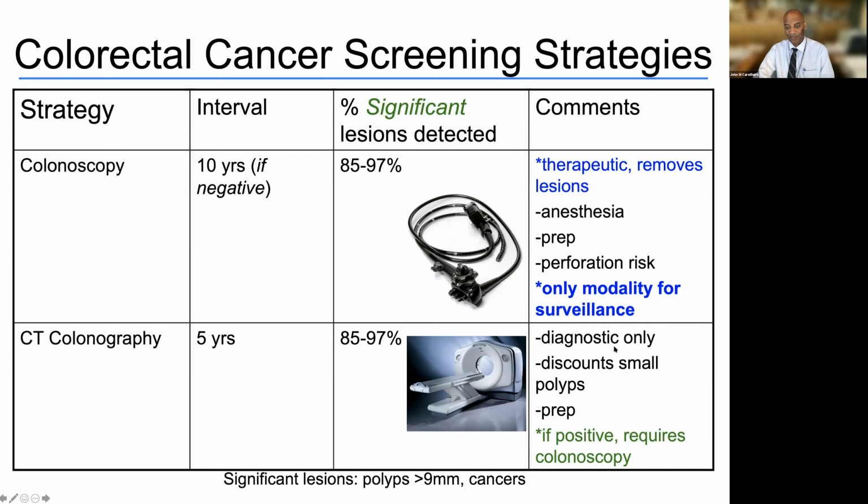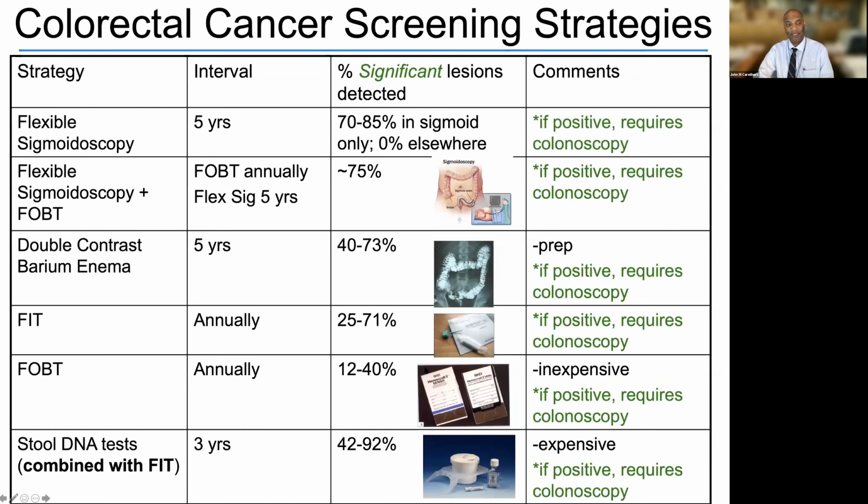CT colonography is diagnostic only. Of course, if it's positive, it requires colonoscopy, but it can pick up a number of significant lesions similar to colonoscopy. We have flexible sigmoidoscopy used with or without a combination of occult blood tests, enema, FIT, as well as stool DNA tests. You see the range of detection of significant lesions. The highest seems to be the stool DNA test, but I mentioned that they are combined with FIT, so it's really a FIT plus another test. If any of these are positive, it requires a colonoscopy for further evaluation. That's why many people in the United States have gone straight to colonoscopy, because it's diagnostic and therapeutic.